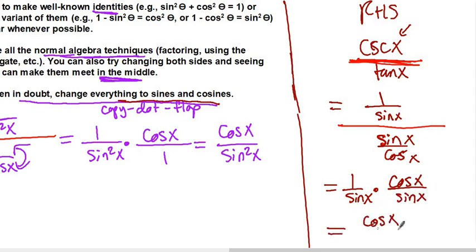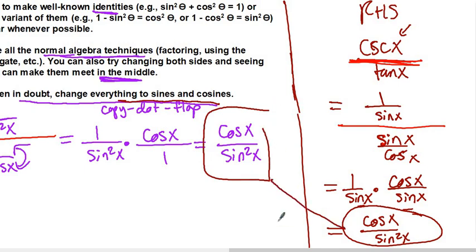Cosine times 1 is cosine. Sine times sine is sine squared. Now all I'm going to do is box that off. I'm going to box that off and show that we made them meet in the middle. So the left-hand side is equal to the right-hand side. That is how we prove a trig identity.